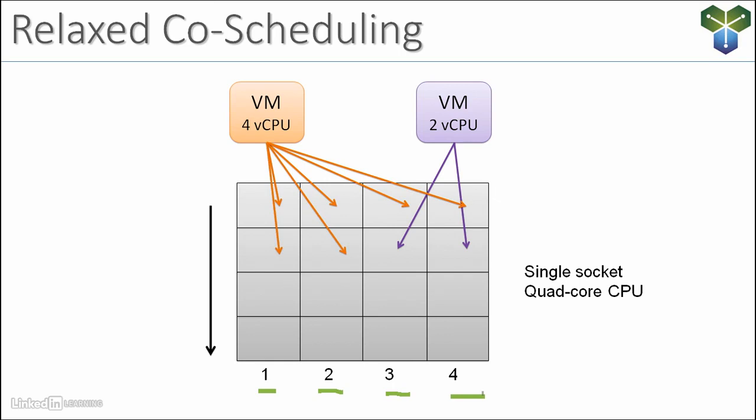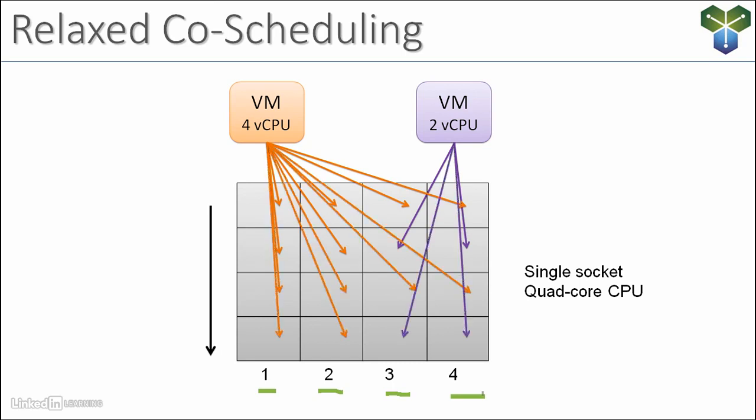Now my orange VM can say, okay, the purple VM is using 2 time slots. I can take those other 2 time slots and use them. I can continue to make progress executing CPU tasks, executing CPU instructions, even though I can't get my full 4 virtual CPUs. And this pattern will continue. And so the big benefit of relaxed co-scheduling is the fact that we're not wasting those time slots. It's much more efficient.